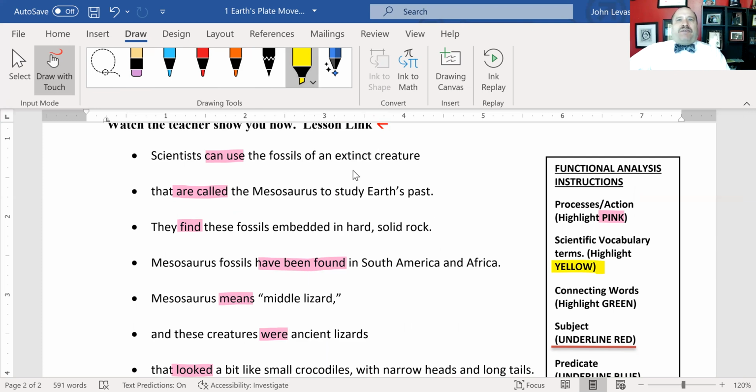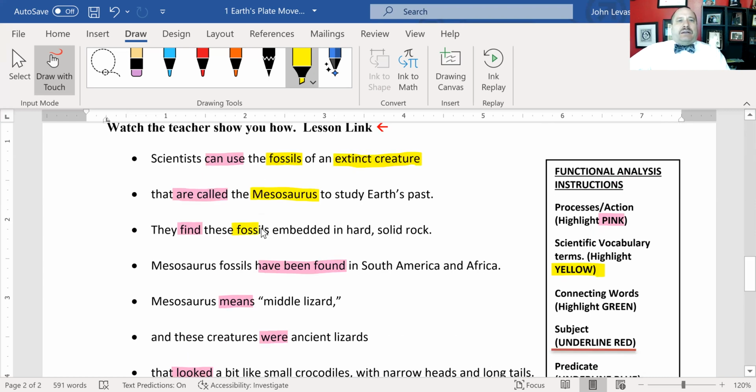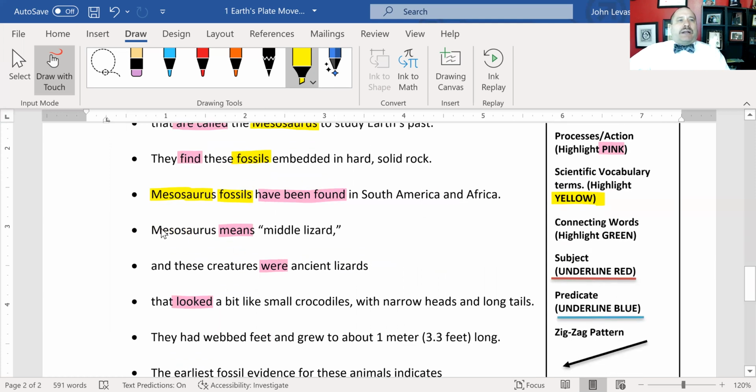Good. So these are specific science words, such as fossils, extinct creatures, Mesosaurus. You might choose Earth. And I'm not going to double up on these words, but each line essentially you could say has a specific science content word. We're beginning to repeat the same words over and over again though, but that's all right. That's part of science writing.